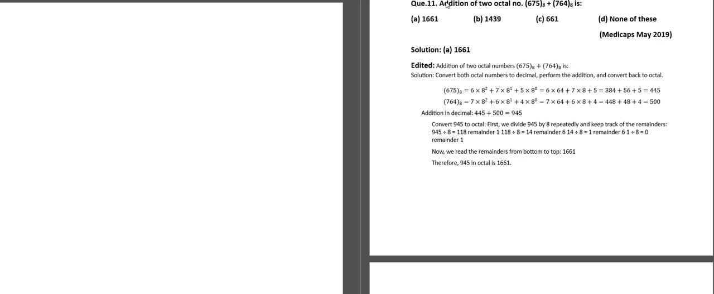Welcome to add-on. In this question, we are asked, what will be the addition of these two octal numbers 675 with a base of 8 and 764 with a base of 8? Okay, so let's start with the solution. The two numbers given to us are 675 with a base of 8 and 764 with a base of 8, and we need to add these two numbers together.